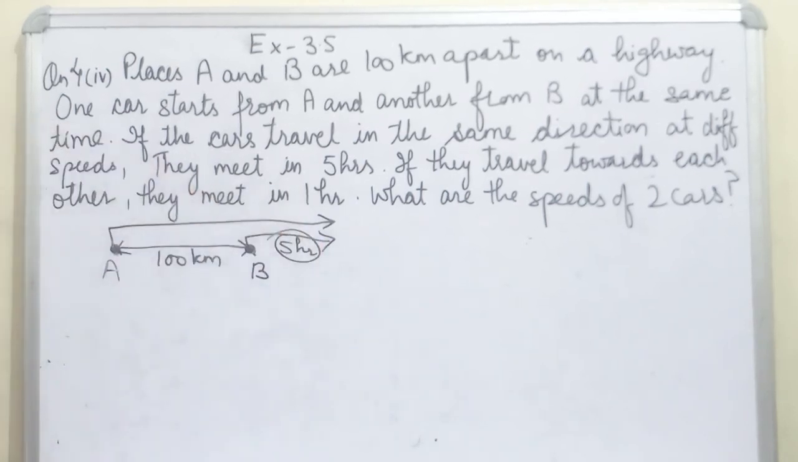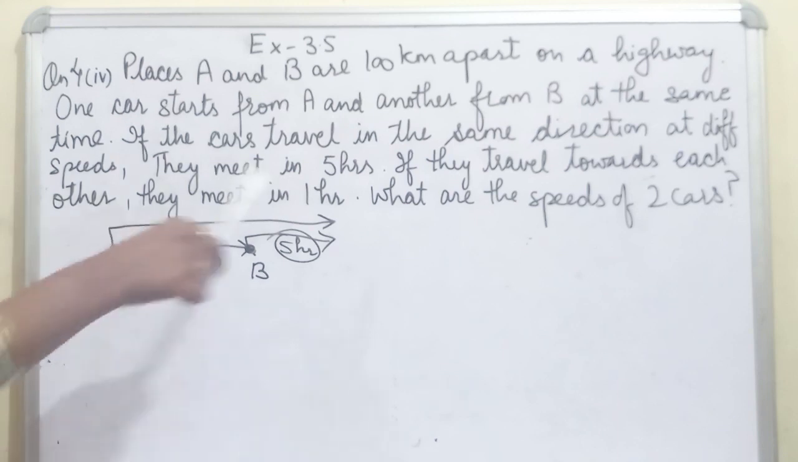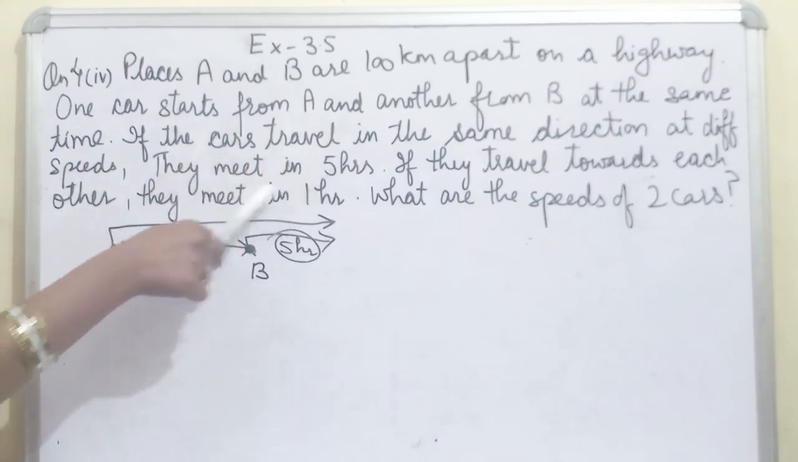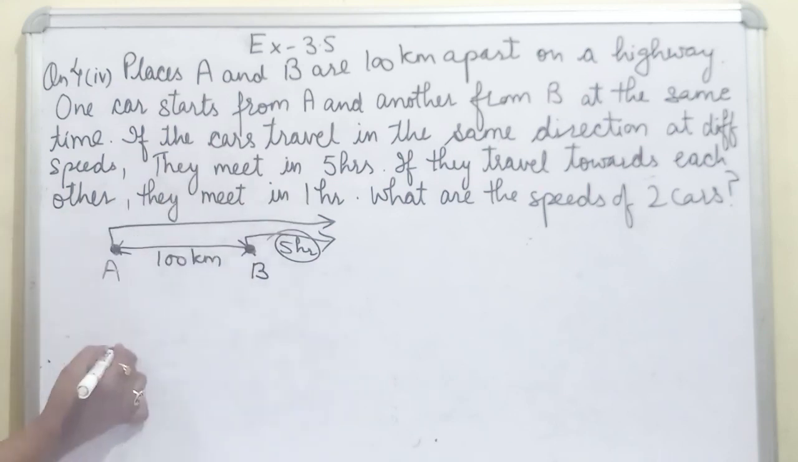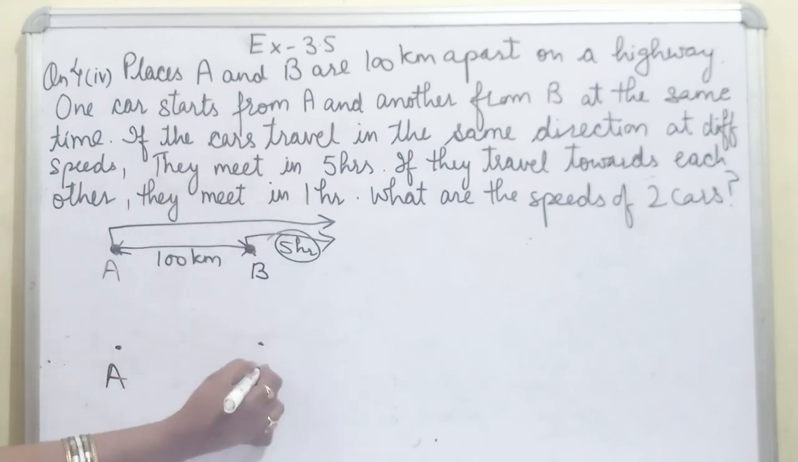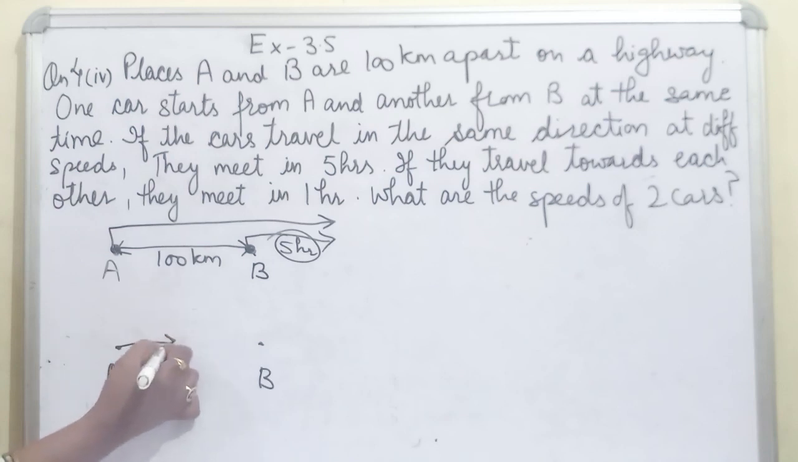Okay, and similarly one more condition is there. What is that? If they travel towards each other, they meet in 1 hour. That means again I'm taking these 2 points A and B. Now the cars are moving in opposite directions and they meet in 1 hour. What are the speeds of the 2 cars? We have to find the speed of the 2 cars.